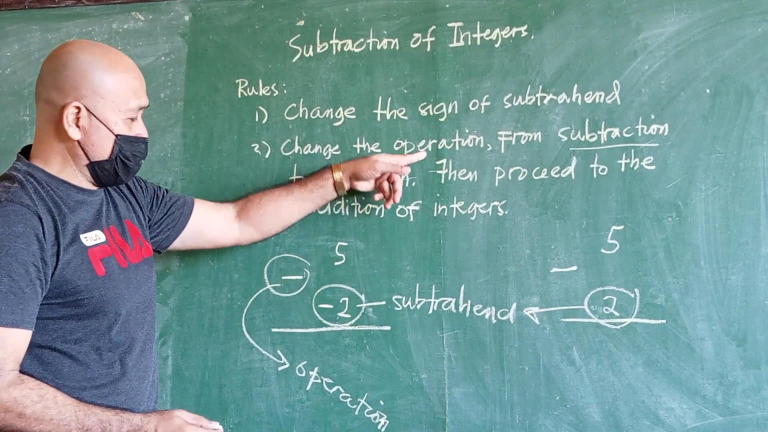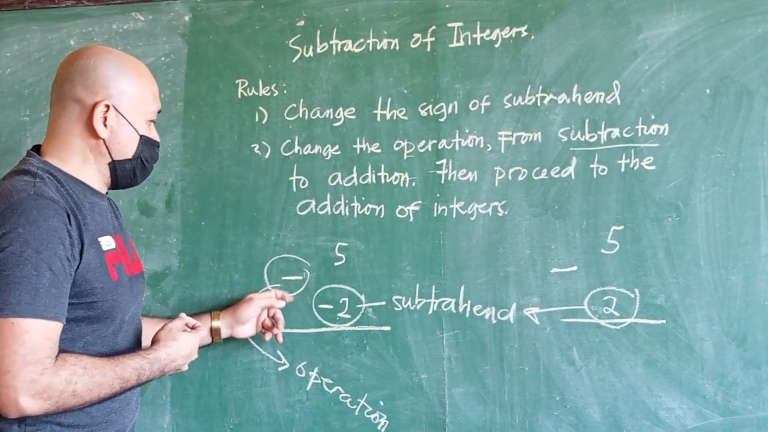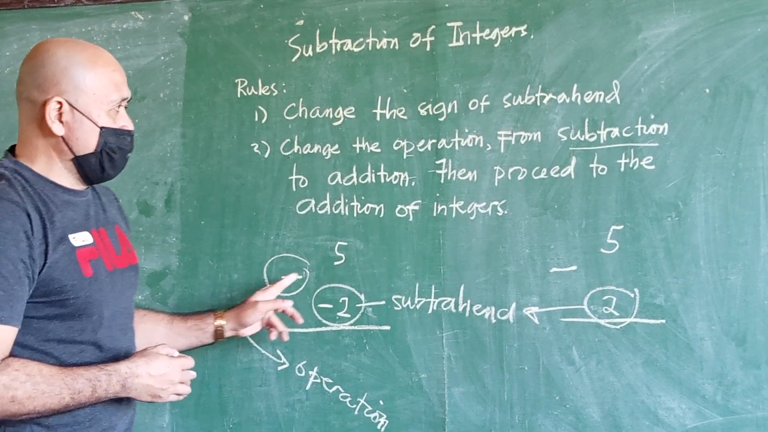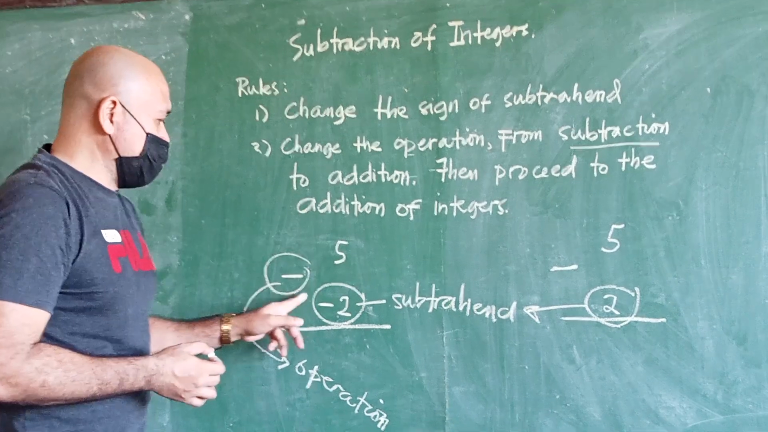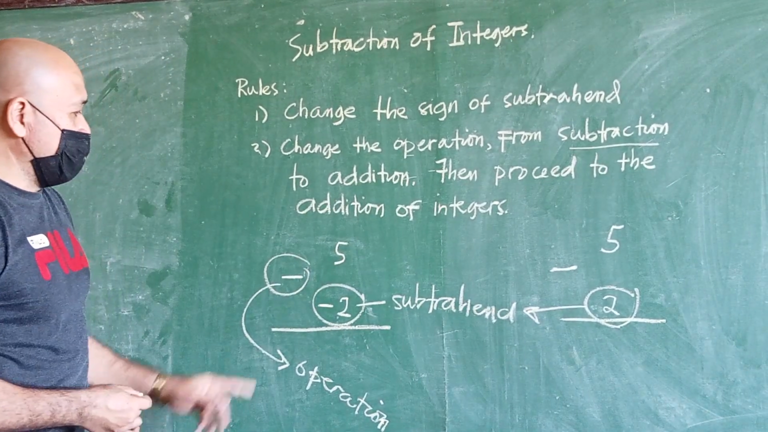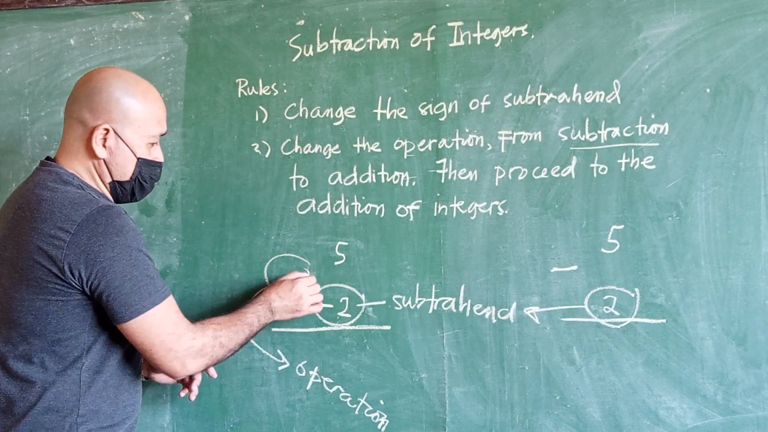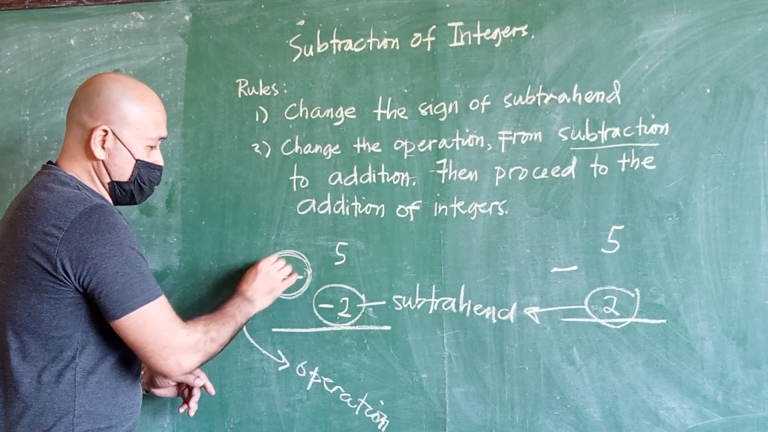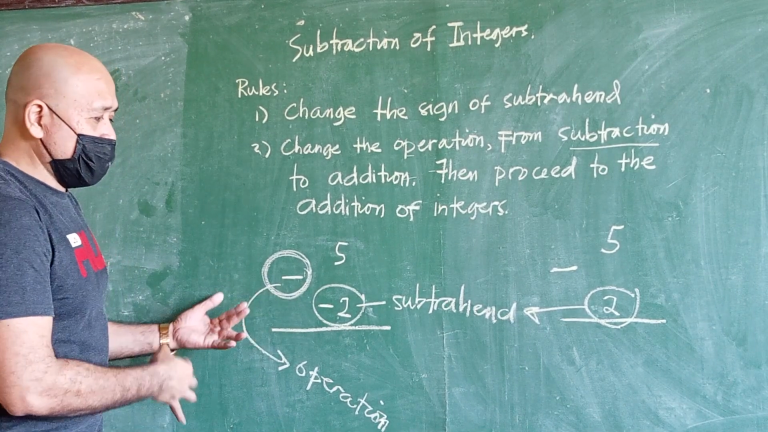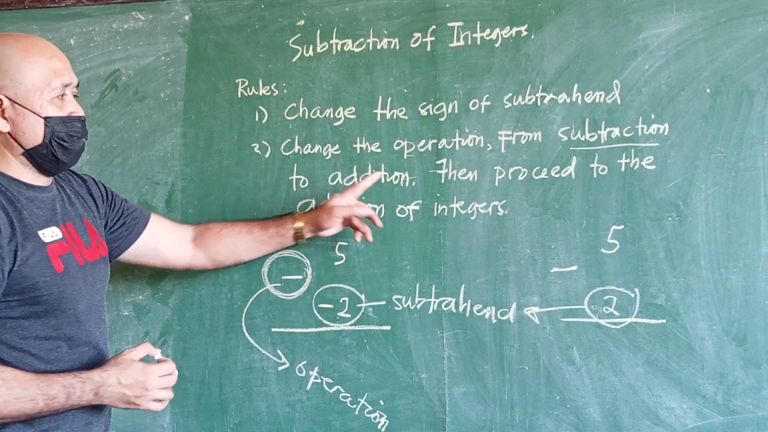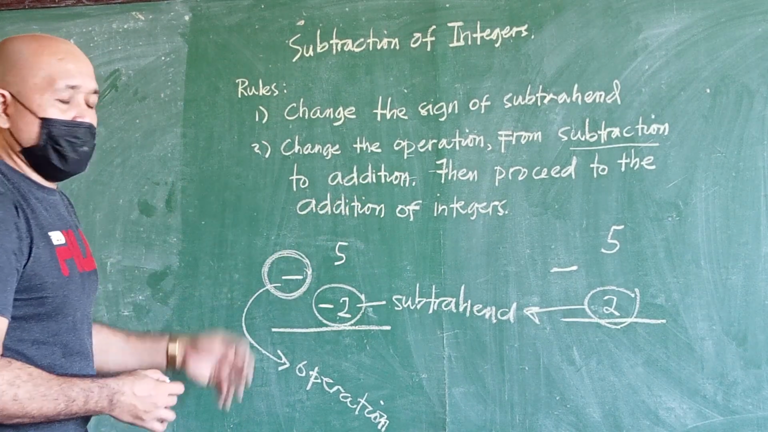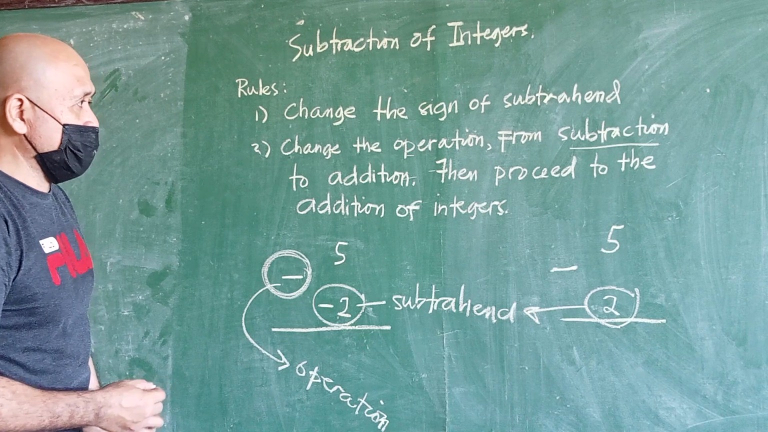Change the operation. So what is the operation given here? The subtraction, the minus. We will change this one from subtraction, which is the given, to addition. So after changing, you will change also this minus or subtraction operation into addition. After changing everything, then proceed to addition of integers. That is when you need to master all the rules when we add integers.